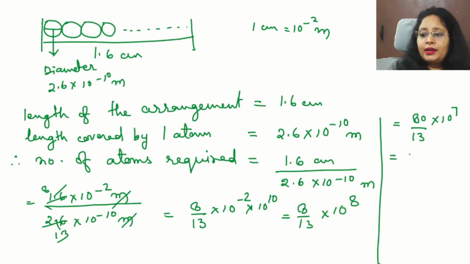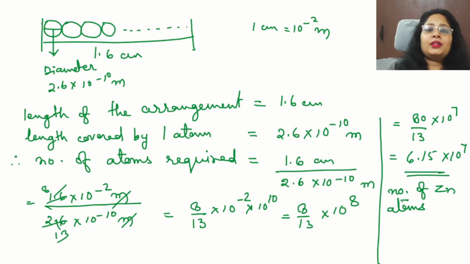Now divide the 80 with 13. We will get the value 6.15 into 10 to the power 7. And that will be the number of zinc atoms, which will be the answer of the part B. The number of zinc atoms required are 6.15 into 10 to the power 7.